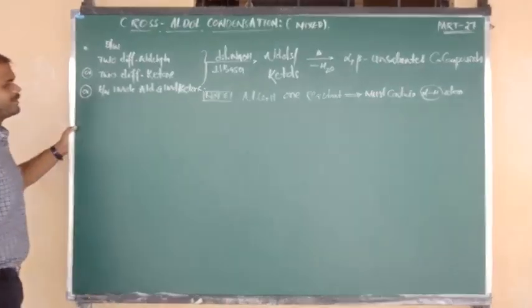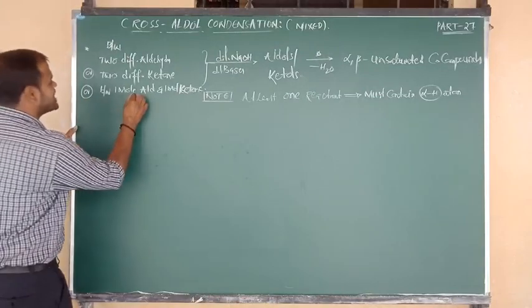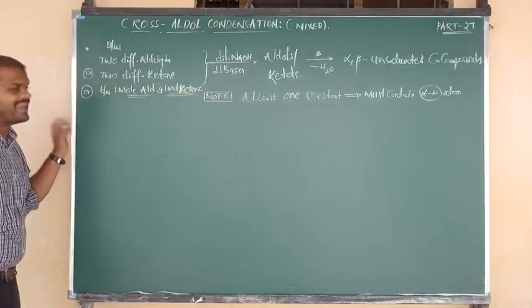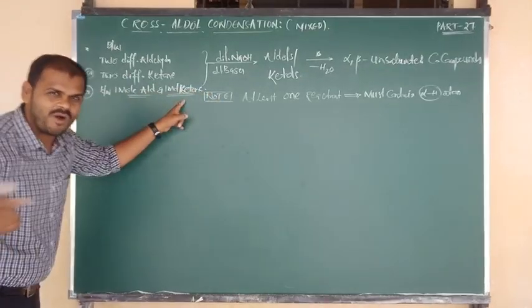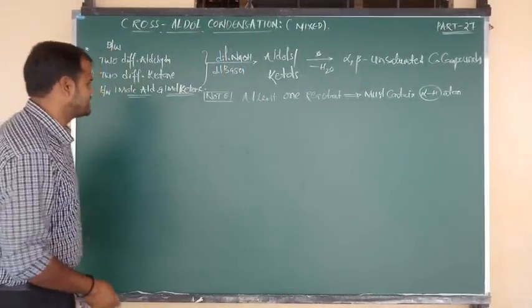Now I am going to show you the reaction by taking the third concept. What is the third concept? 1 mole of aldehyde and 1 mole of ketone. By taking these two different moles, now I am going to show you cross-aldol condensation. Are you ready? Yes, ma'am.